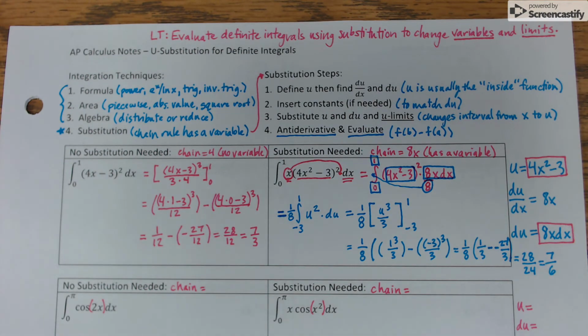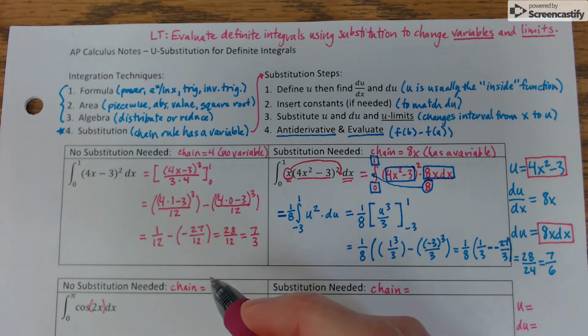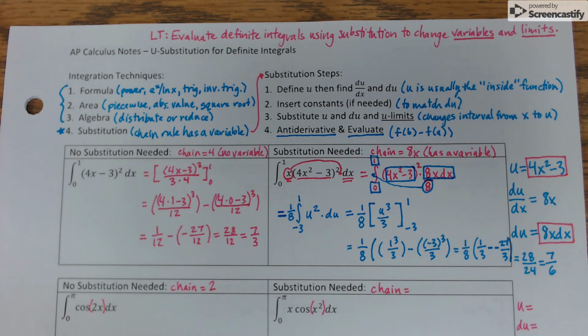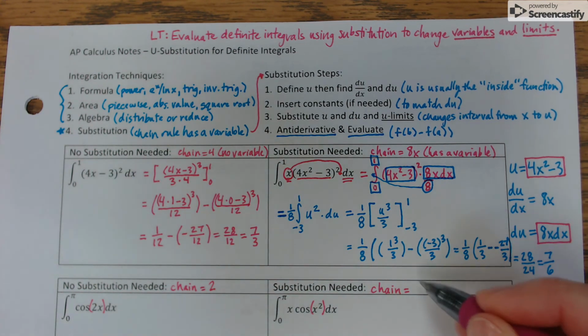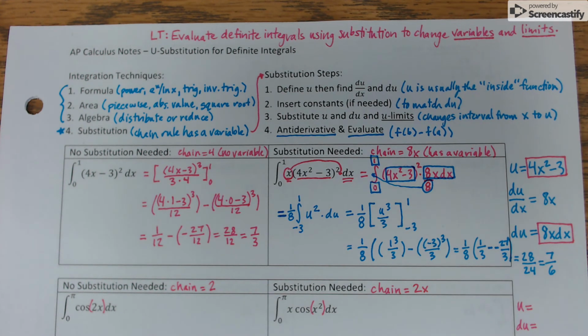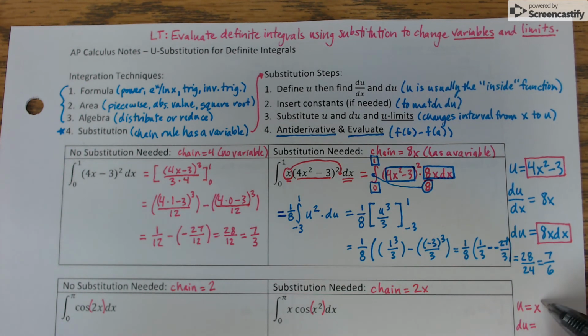Let's look at the next set of examples and talk about why one of them does not need the substitution, the other one does. With trig, it helps to write in your own parentheses to see that inside function. So I see on the left my chain is 2, which is just a constant, and on the right my chain is 2x. So that is going to require the substitution. So my u will be that inside function of x squared. My du will be the chain 2x times dx.